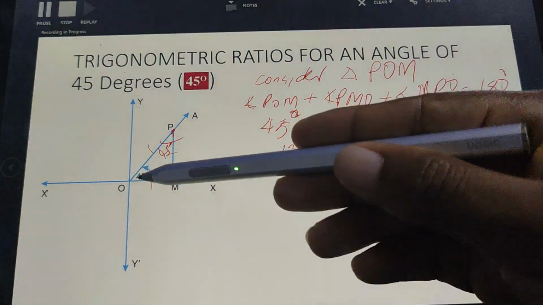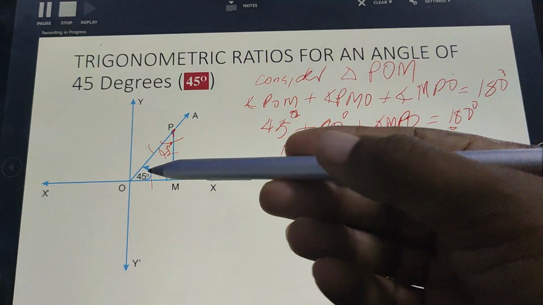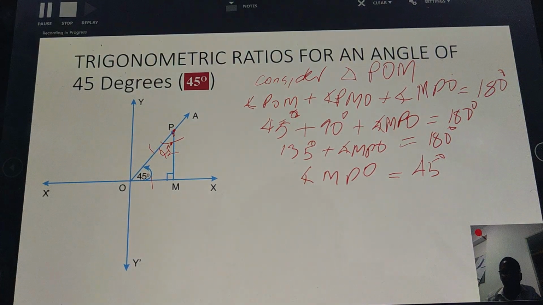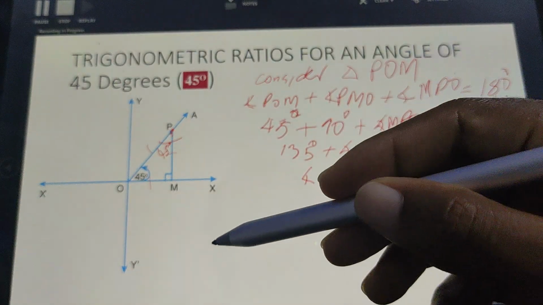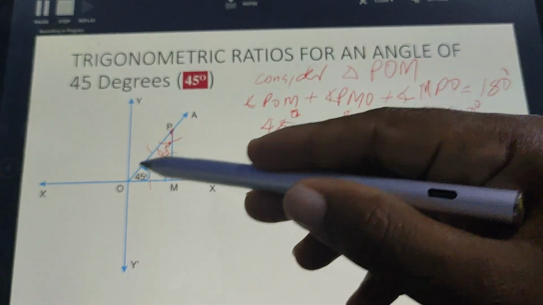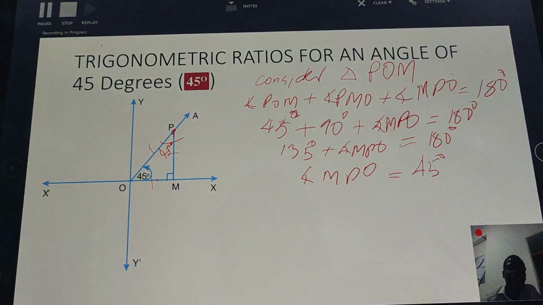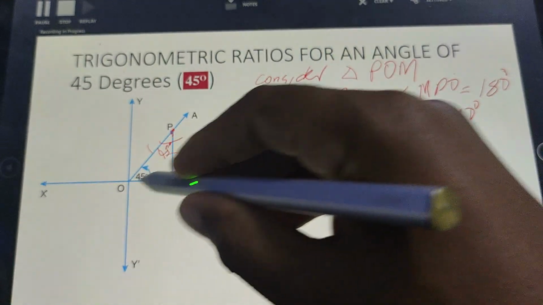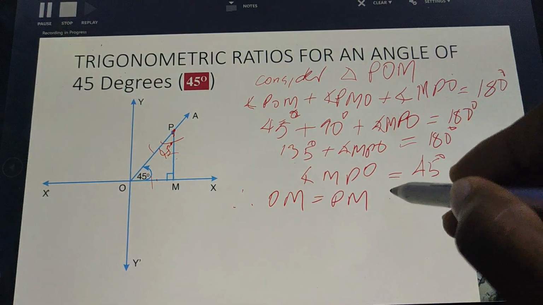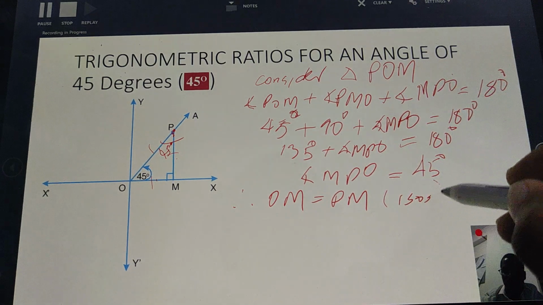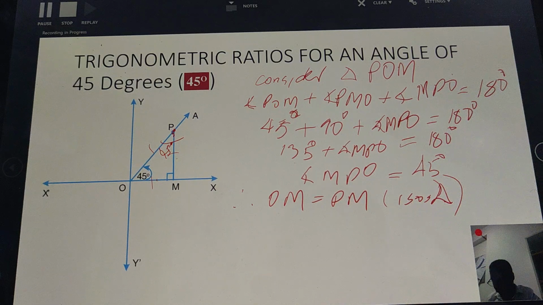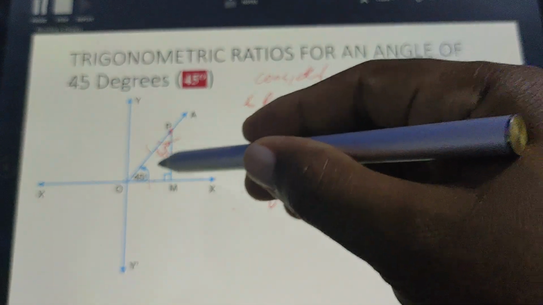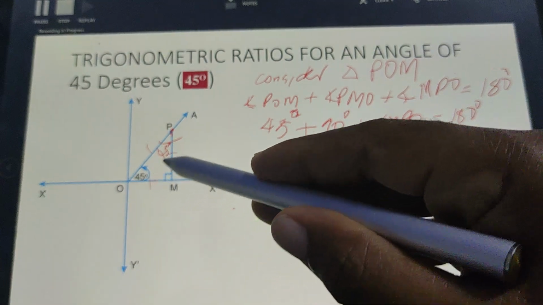Now, if you look at the 45 degrees that side, 45 degrees that side, it means we have an isosceles triangle. Properties of an isosceles triangle: the base angles are equal. So if we have these base angles equal, it means this line and that line are the same. It means we can say that OM should be equal to PM, based on the isosceles triangle. Okay, then since we are trying to find my sides, we already know this side is the same.